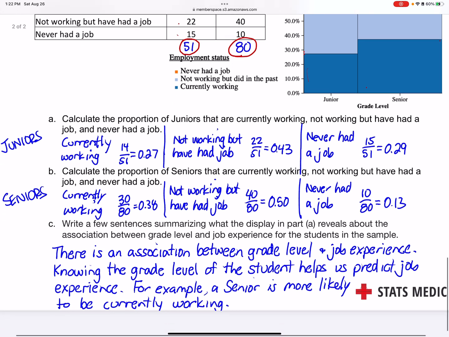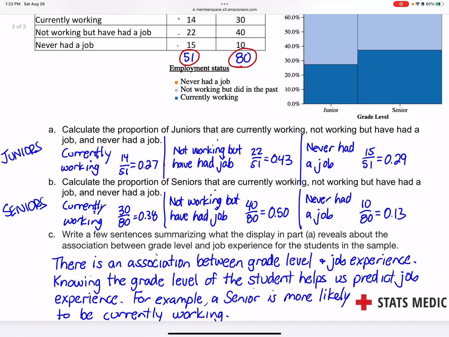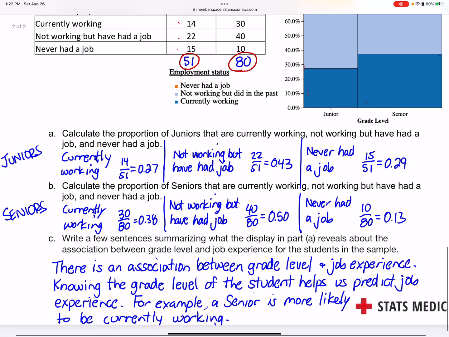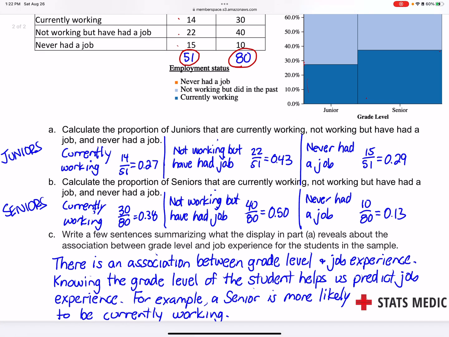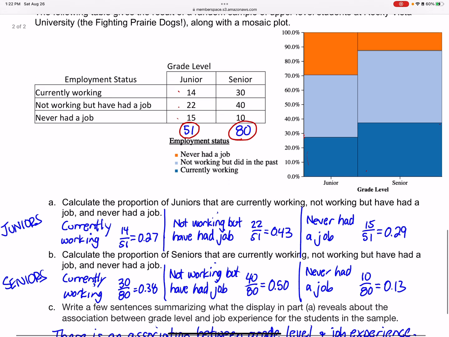So it says, write a few sentences summarizing what the display says about the association between grade level and job experience. So you can see that there's an association between grade level and job experience, because you can see that the percentages are different. You can see that nearly 38% of seniors are currently working, where only 27% of juniors are working. Nearly 50% of seniors are not working, but have had a job. And only 43% of juniors are not working, but have had a job. And only 13% of seniors have never had a job, and 29% of juniors have never had a job.